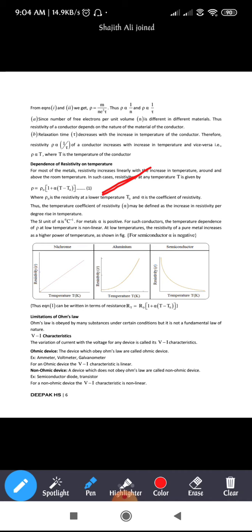Next, coming to the alloy, you can see we have plotted the graph for nichrome. Nichrome is an alloy, and you can see it is a straight line. That means even if you increase the temperature more and more, the resistivity of an alloy doesn't change much with increase in temperature. Hence it is a straight line.